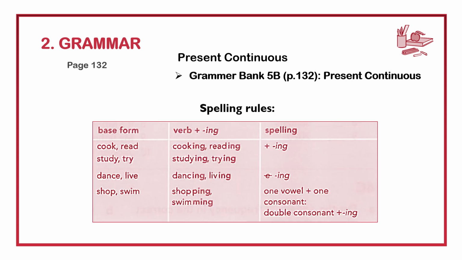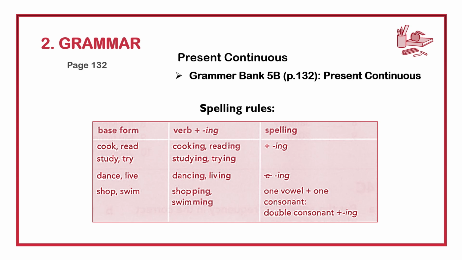Let's look at the spelling rules now. For present continuous, when we add ing to a verb, it sometimes changes in spelling. So please look at a base form from the left side. We have the verbs cook, read, study, try. These are examples of verbs that can be combined with ing and don't change. So the spelling is very simple. You just write the verb and then you write ing, like cooking, reading, studying, and trying.